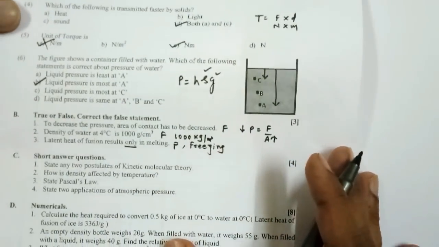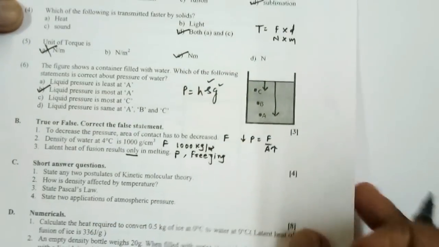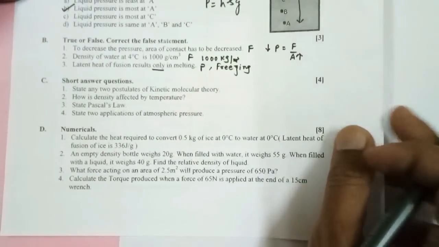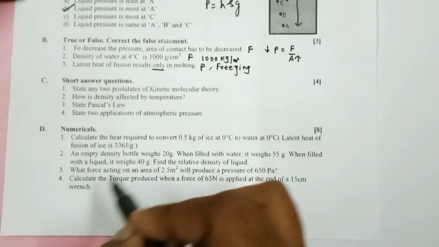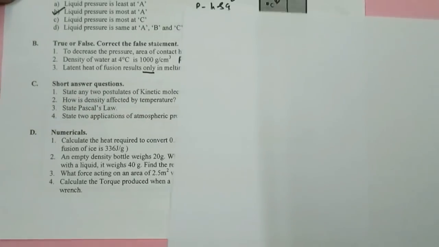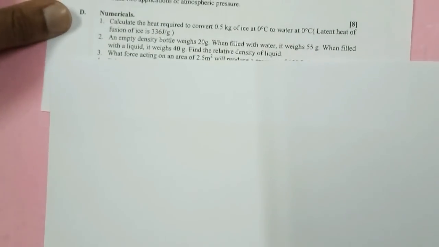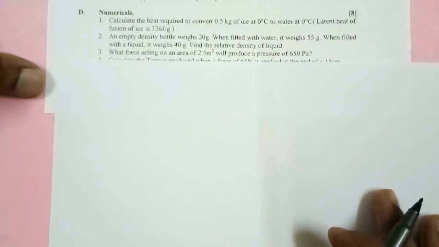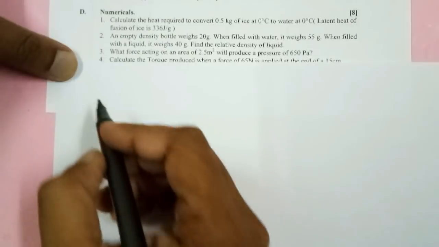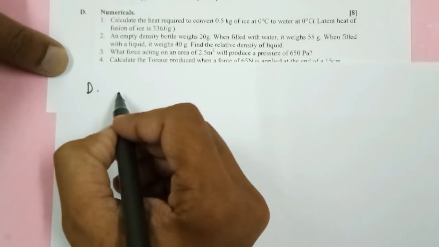Now I will be discussing the short answer questions at the end. Here let us look at the numericals, because most of the students have made some calculation errors. So the first question is: calculate the heat required to convert 0.5 kg of ice, and the latent heat is given. And see, first of all, how to solve a numerical. This is question number D and the first one.